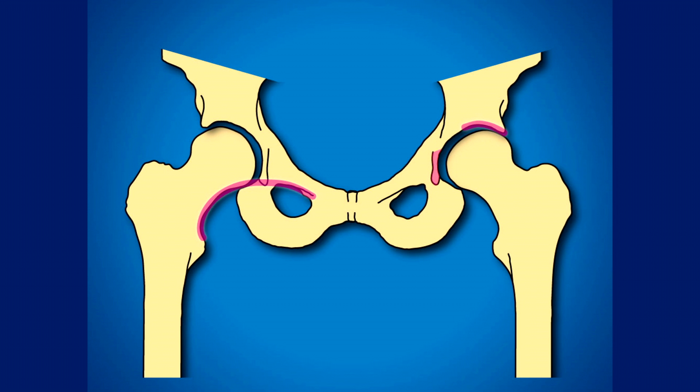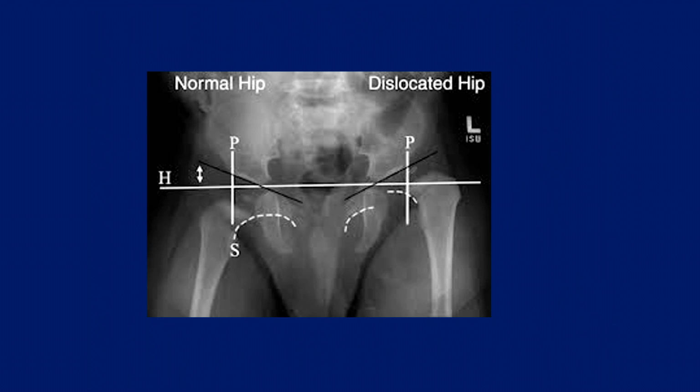Three other important things. Extremely important, Shenton's line, because that line will tell you if there is any subluxation or not. Teardrop, extremely important, and the sourcil. And with these three, then you complete your radiological assessment, essentially. Here you find that Shenton's line, which is the lower border of the obturator foramen with the medial part of the femoral neck, should be continuous. Any disruption means that there is a subluxation of the femoral head.